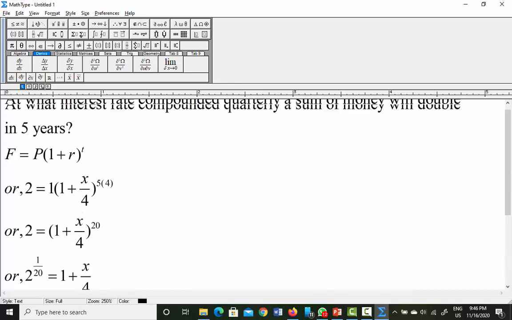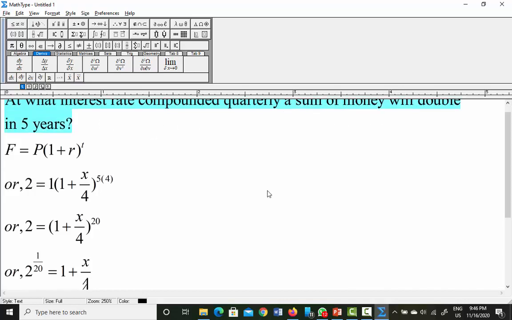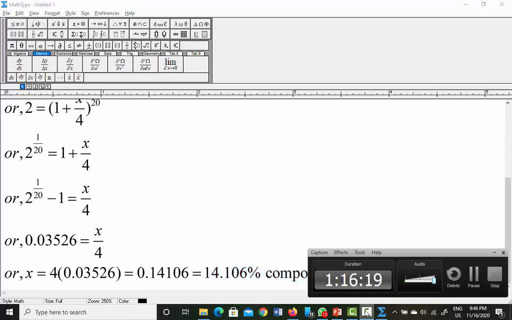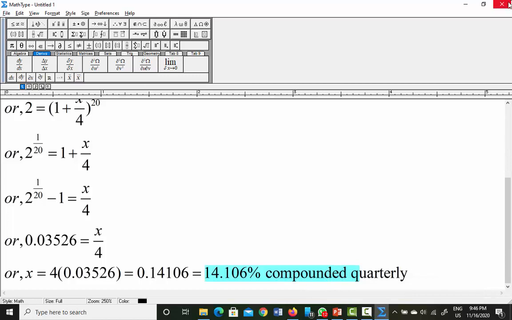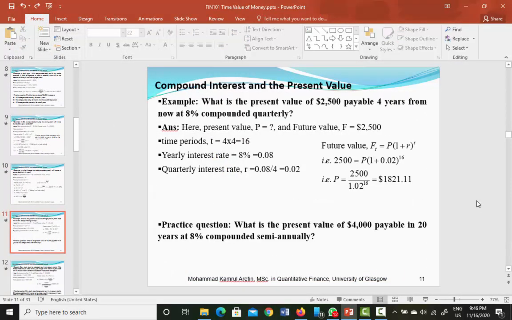So the question asked us what interest rate compounded quarterly will make a sum of money double in 5 years. So we can say that 14.106 percent compounded quarterly is the interest rate, right? So now let us solve some more problems. So now let's solve this question.